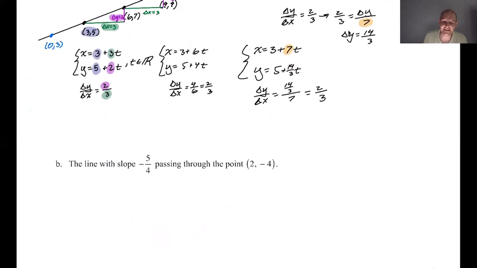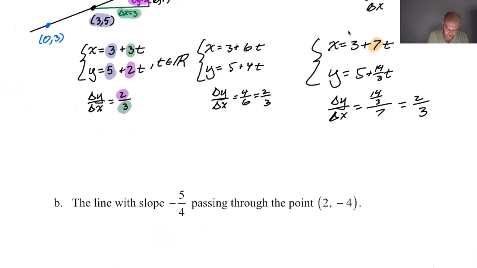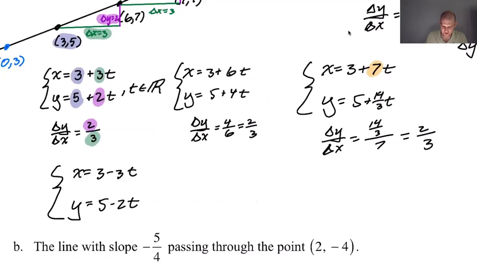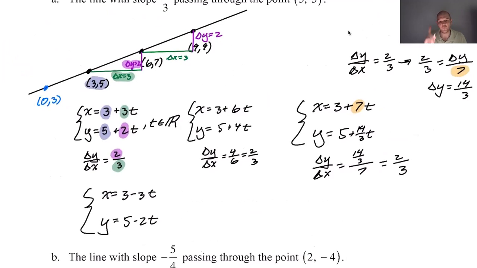Do we need to use positives? We don't, right? We can have x equals 3 minus 3t, but I need delta y over delta x to be positive, so now I have to do minus 2t. Do we need to use the point (3, 5)? We don't. We can use any point on the line, like any point we found or any additional point.